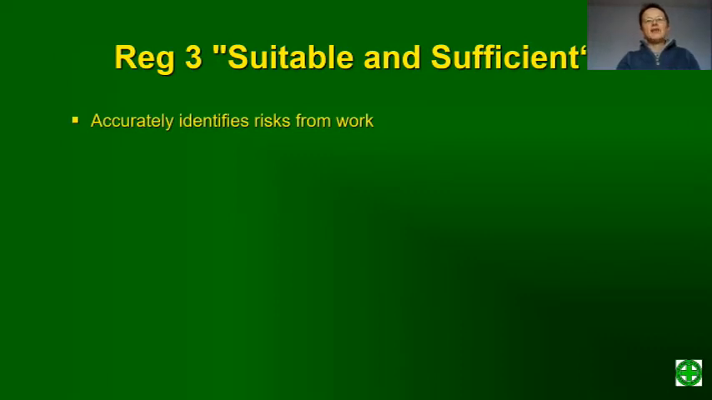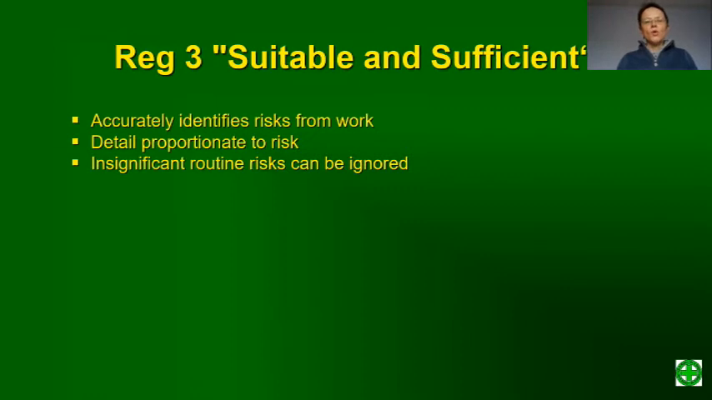It needs to accurately identify the risks from work, not all the hazards, but the significant risks. So remember, the hazard is the thing with the potential to cause harm. The risk is the likelihood and the severity. It's the outcome. What does the hazard lead to? The detail in your risk assessment has got to be proportionate to the risk. If you're doing it on an office, it doesn't have to have as much detail as if you were doing a chemical installation. We can ignore insignificant routine risks.